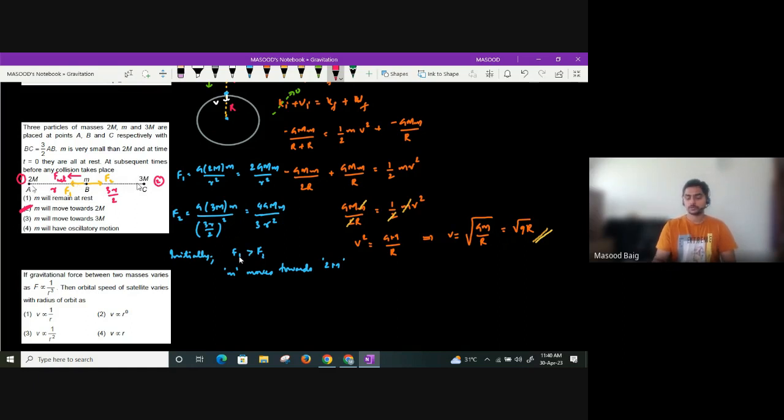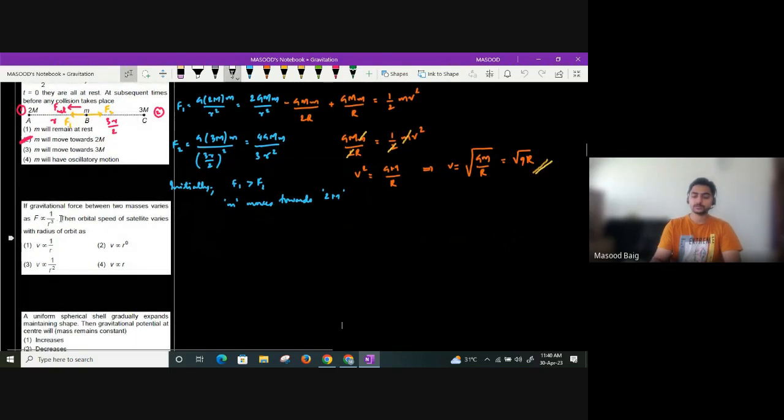Understood, all of you? Initially, F1 is greater than F2. At any instant, F1 will be going on increasing, F2 will be going on decreasing. So net force will totally be towards 2m mass only. So small m will be moving towards 2m mass, guys. Clear, all of you?